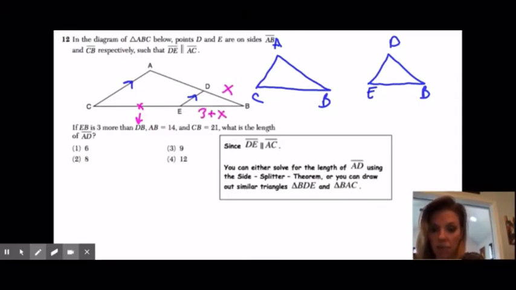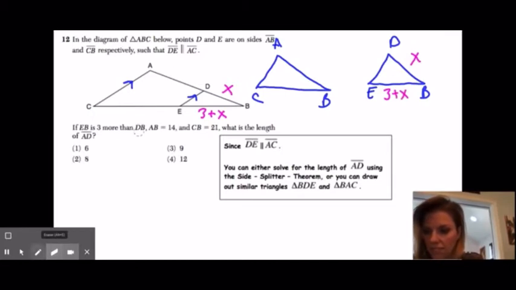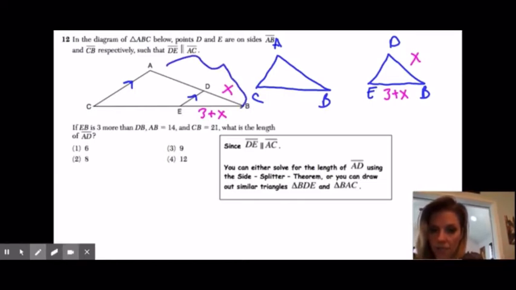Okay. It also is telling me, and again, before I actually go any further, I'm going to go over to my little triangles. I have DB is X. EB is 3 more than that, so 3 plus X. So that's what we have in so far. Let's look at the next part. The next part reads AB, this whole guy, is 14. And CB, this whole guy, is 21. So again, over in this picture, I'm going to have a 14 here and a 21 there.